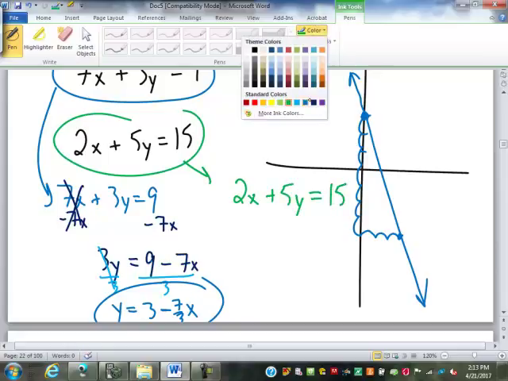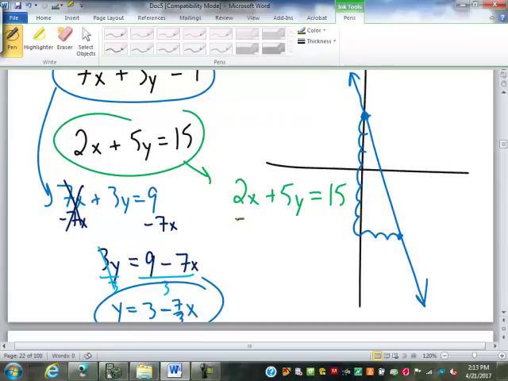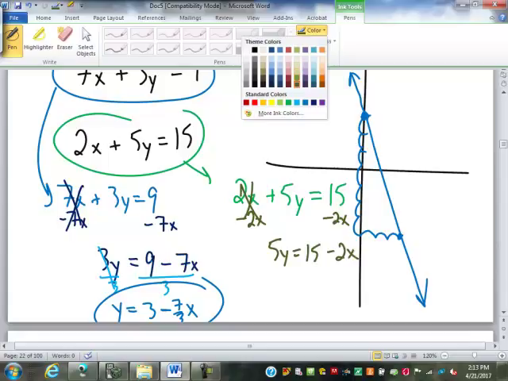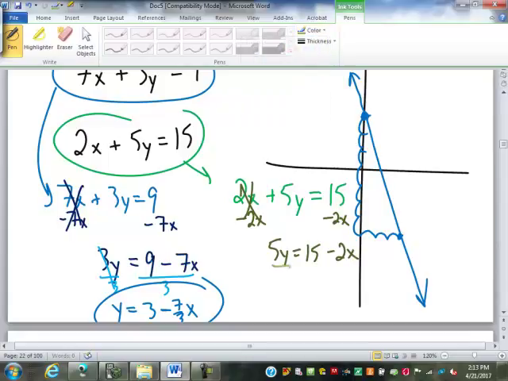Now let's do the second equation. Where do we start? Okay, perfect. We start by subtracting the 2x. Very good. So it's 5y equals 15 minus 2x. Then what? Divide by 5. So y here, what's 15 divided by 5? 3. And negative 2x divided by 5? Negative 2 fifths x. Perfect, negative 2/5 x.